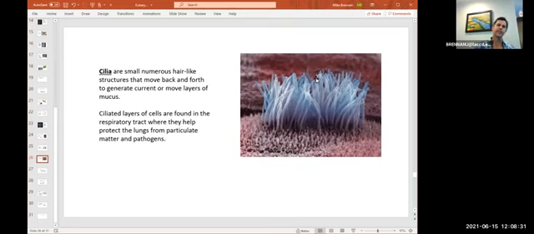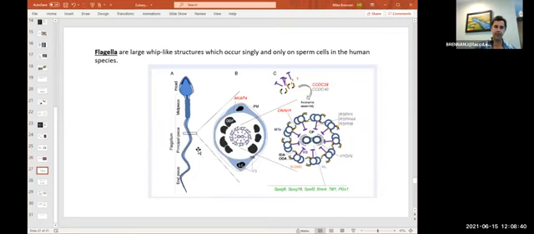Basically, they help clear particulate matter, help move dust, specks of dust, rock, whatever, away from the lungs. Now, flagella are large whip-like structures that whip around back and forth. These are only found singly, one at a time where they occur, whereas cilia form vast, I don't want to call it forests, but you have a lot of cilia. Flagella are only found on sperm cells, which are male reproductive cells in the human species.